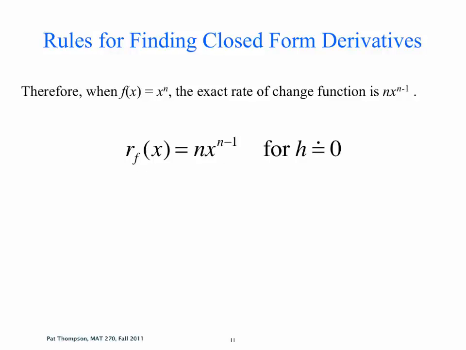So then, if f of x equals x to the n, the exact rate of change function is n x to the n minus 1. Or the rate of change function of x equals n x to n minus 1. That's our exact rate of change function. It's exact because we said h was really, really small, and that's what gave us that result.